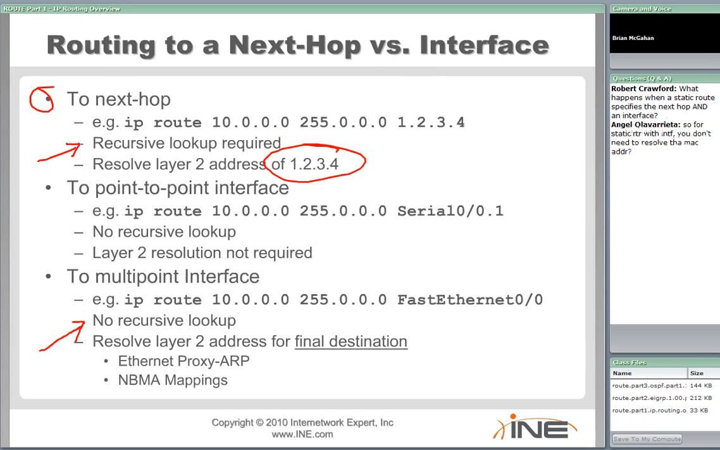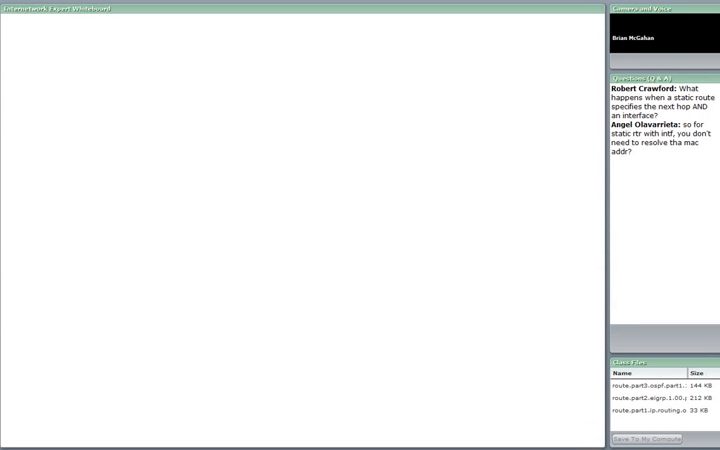Okay, there's a question: for the static route with the interface, you don't need to resolve the MAC address? No, you do need to resolve the MAC address, but you need to resolve it for the final destination. So let me draw out an example of this here.